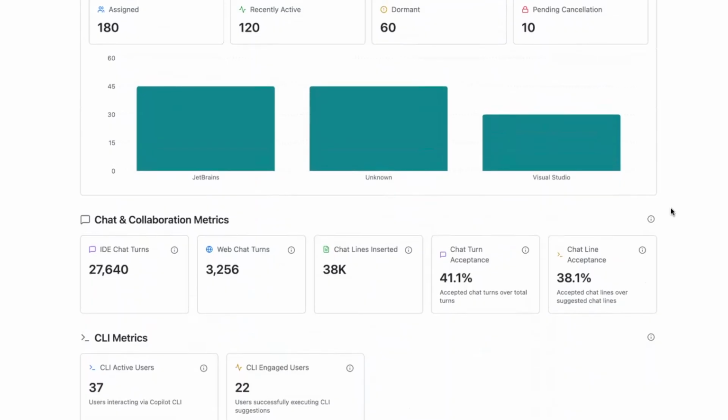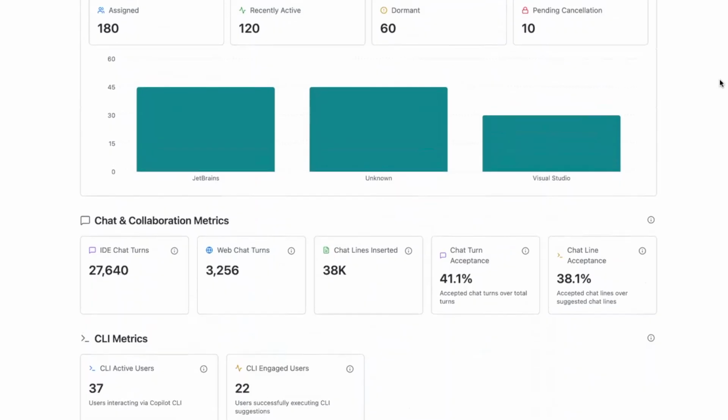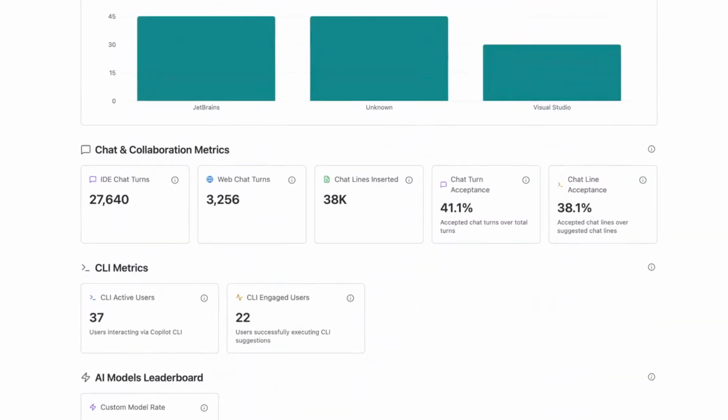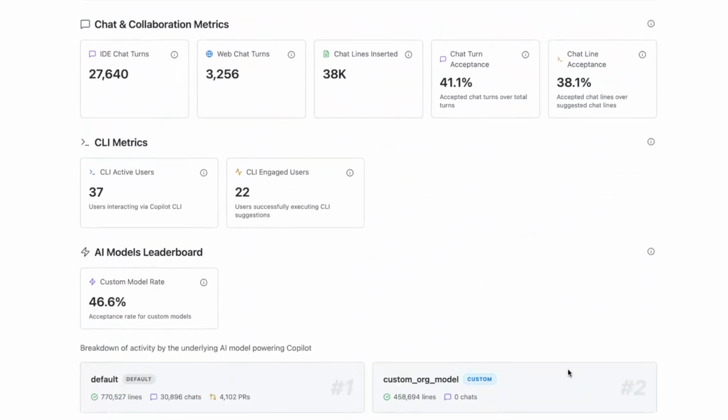And then below, GitHub exposes some extra data points, so I added information about the chat experiences and also the CLI metrics. If your team is using it in chat or in the CLI, you can see them there. And at the bottom, I have some data about the models. I think it's too early and GitHub doesn't offer a lot of information here, but the only thing they have is a breakdown between the usage of default models versus custom org models.